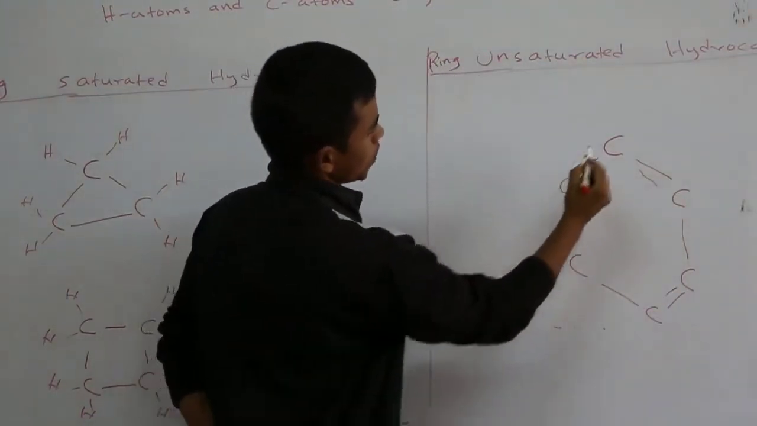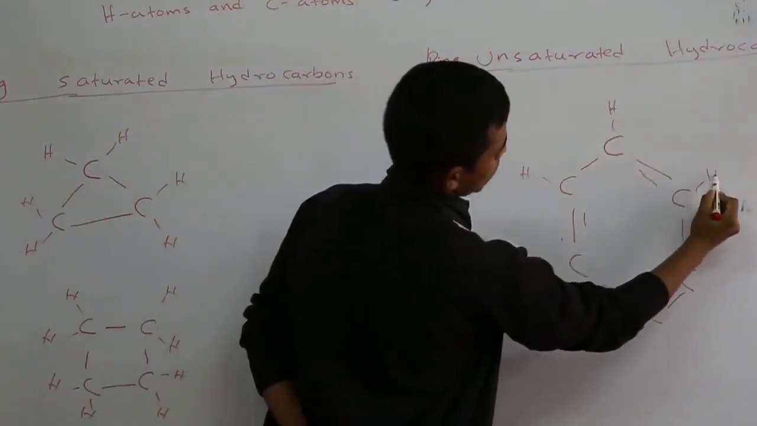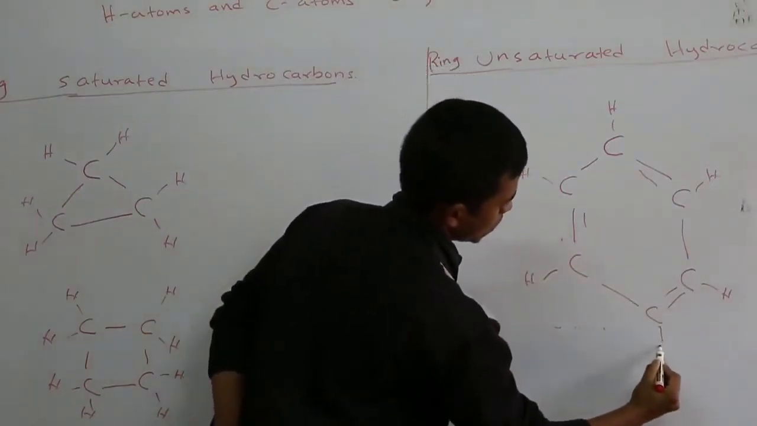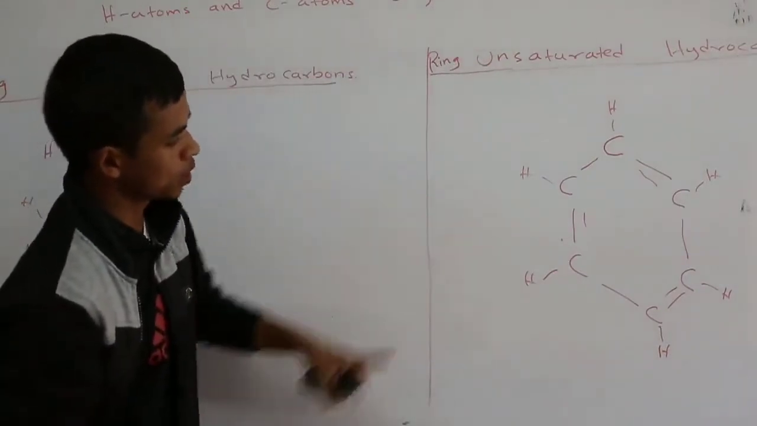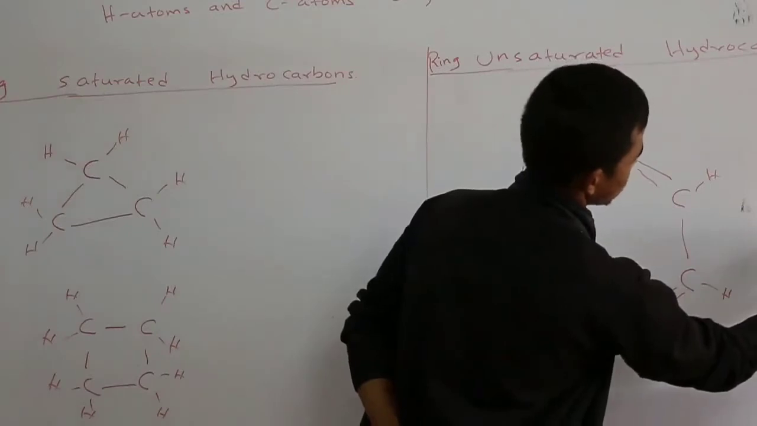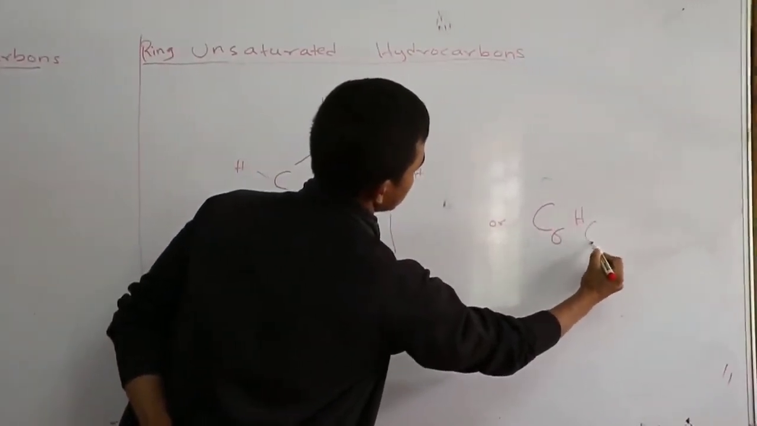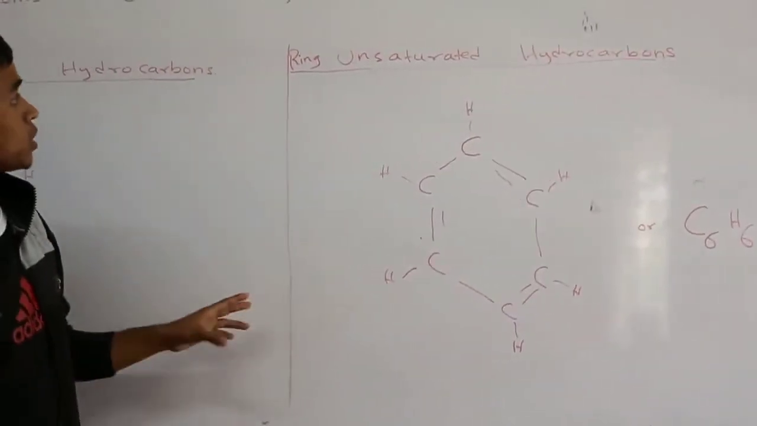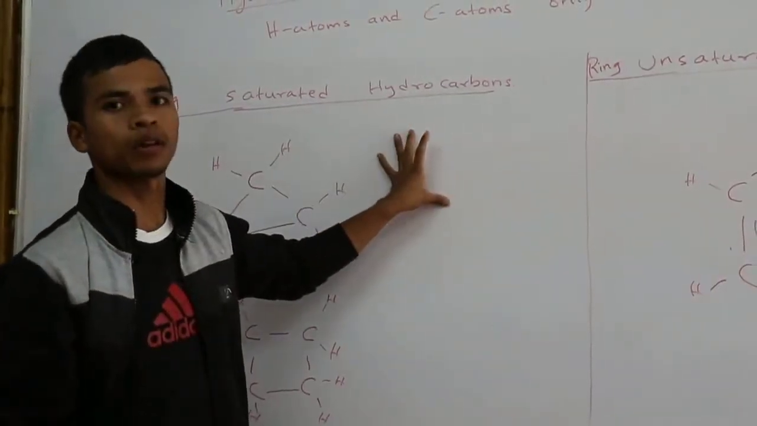And here the other valencies are satisfied again with hydrogen. This is called benzene, and in the molecular formula we have C6H6. There are 6 carbon atoms and 6 hydrogen atoms. So these are some types that we have from hydrocarbons.